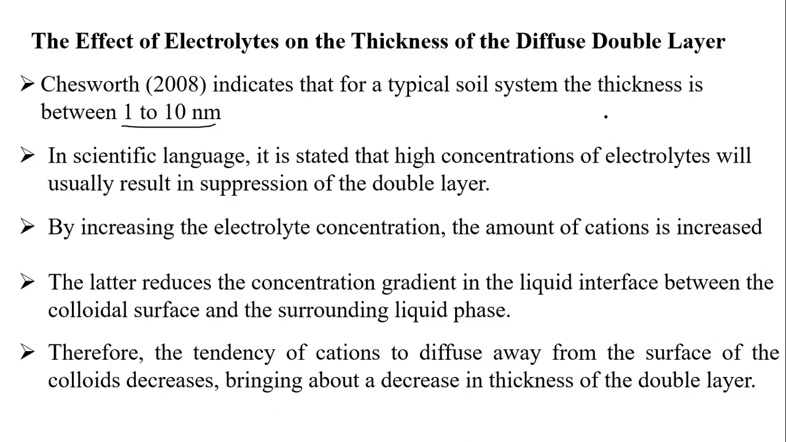Students, if you add more electrolyte to the soil, the cations will increase. Then most of the cations will come very close and fix towards the clay particles, so the double layer will decrease. The thickness of the double layer decreases completely. As the concentration of cations increases, the double layer is compressed. This is the major effect of the electrolyte: the thickness of the DDL, the diffuse double layer, decreases.